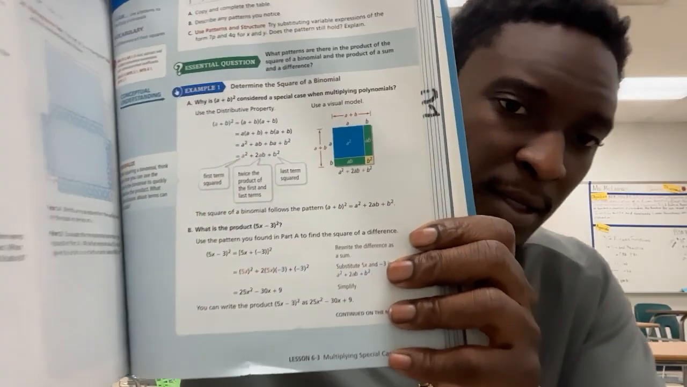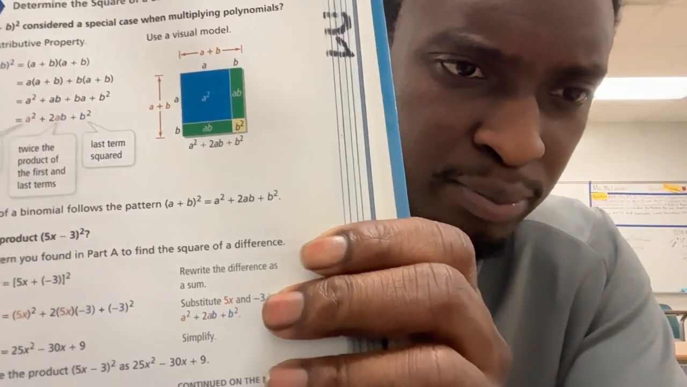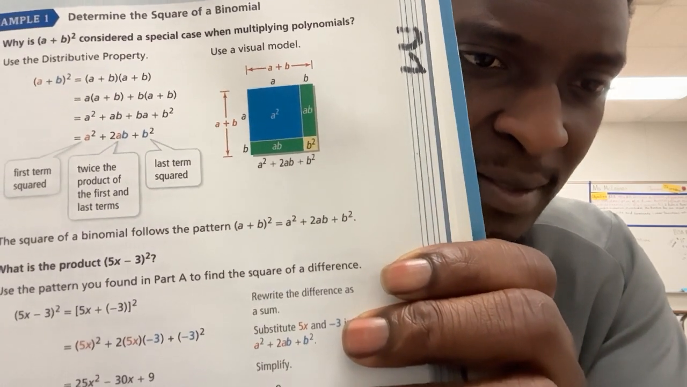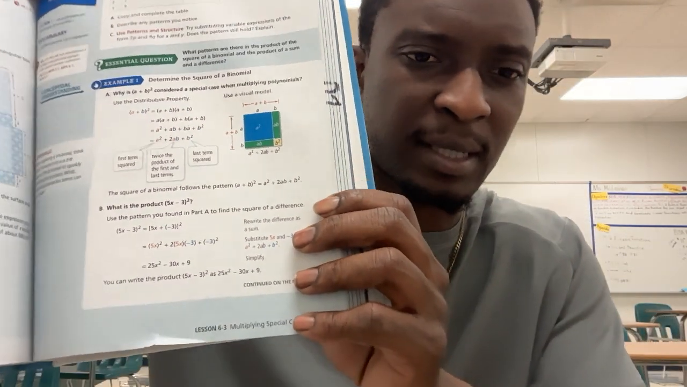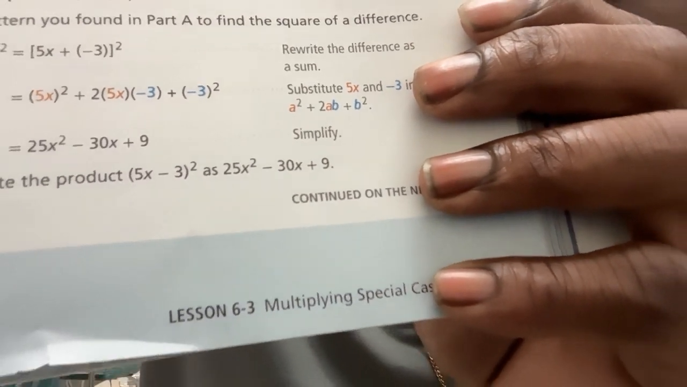Let's go right here. We got 5x minus 3 raised to the second power, and it's situated up at 25x squared minus 30x plus 9. Let's still do it. Let's still use it.